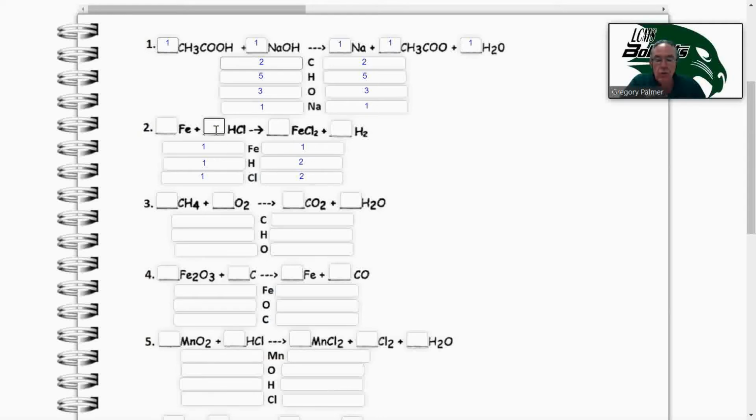So I'm going to put a 2 here. When I do that, that changes this to a 2 and this to a 2 because there's 2 of the whole formula, and now it looks balanced, so I'll put the 1s in the other coefficients.